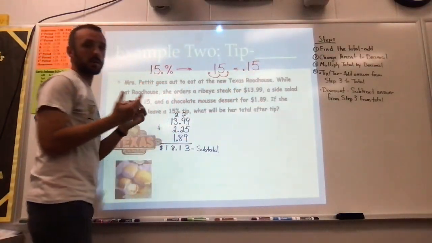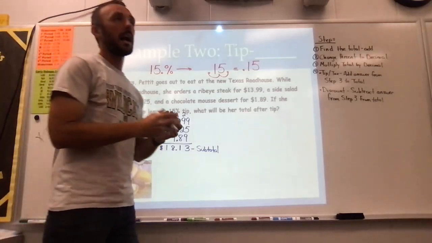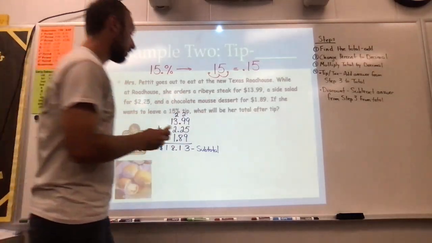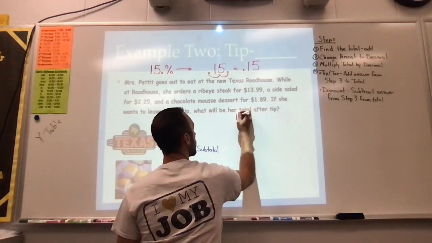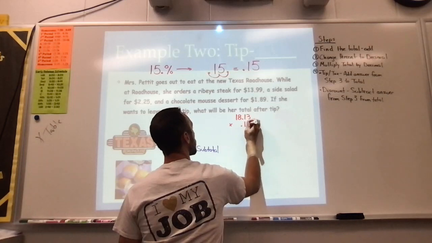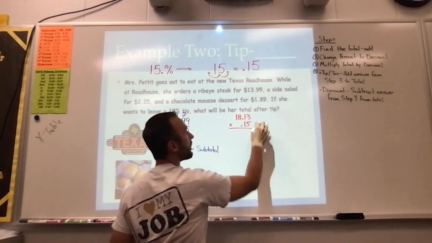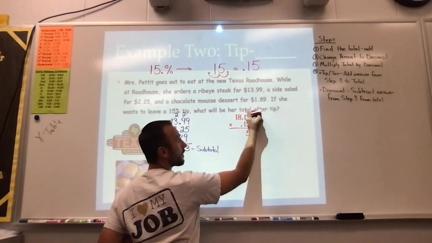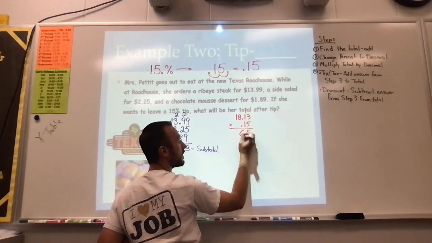I always, when I change a percent to a decimal, take that decimal and move it 2 places to the left. So I'm going to take our subtotal of 1813 and multiply that by 0.15. 5 times 3 is 15, so I put down my 5, carry my 1. 5 times 1 is 5, plus 1 is 6.